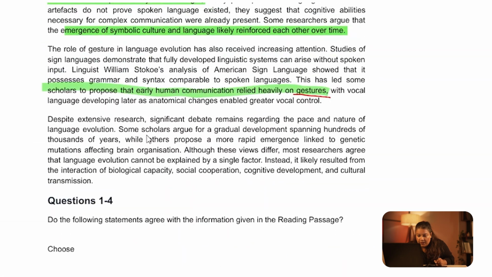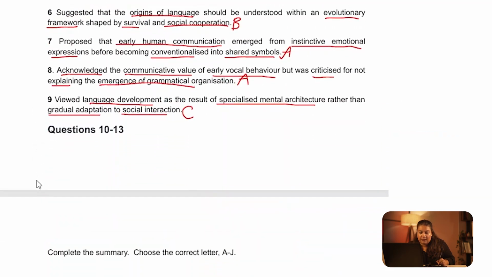Some scholars argue gradual development. So researchers agree that language evolution cannot be explained. Right. So here it does say it cannot be explained by single factor. Instead, it likely resulted from interaction of biological capacity. We do have it here: social cooperation, cognitive development, and cultural transmission. So my answer to this question, that is question number 13, is interaction.